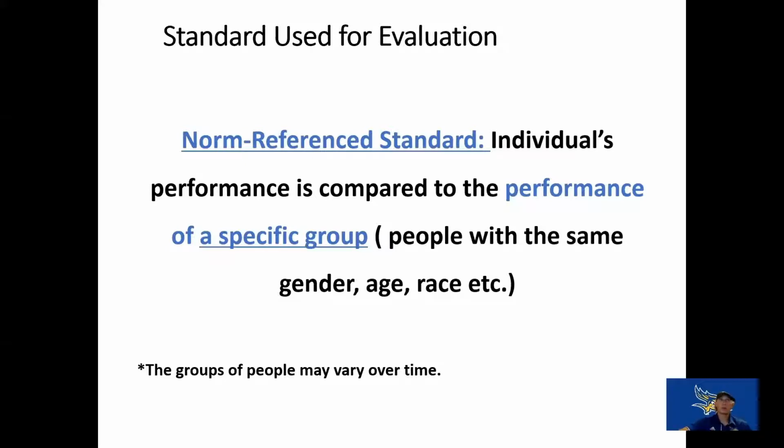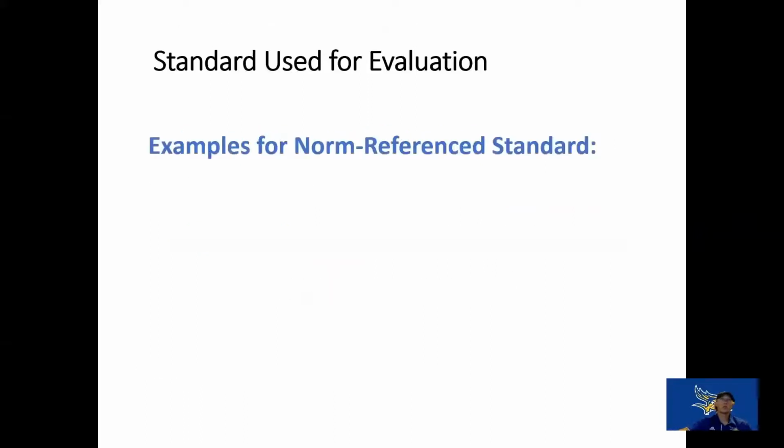So a norm reference standard would be compared to what is normal within a group, or what is average within a group. So within all 12-year-old females, 14 push-ups is above average. Or among all male collegiate swimmers, 14 push-ups in 1 minute is extremely below average. Okay, we can compare them within a specific group compared to what is normal in that group.